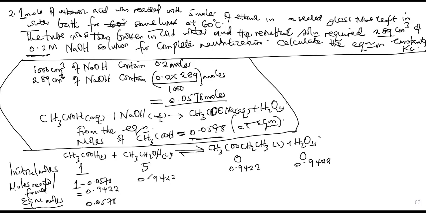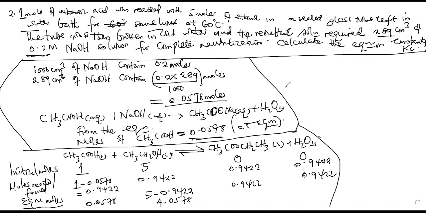0.0578. And for ethanol, it would be initial moles, which is 5 minus 0.9422. Then this one will keep the same 0.9422, 0.9422. And when you subtract this, you'll get 4.0578. But they need the value of Kc.